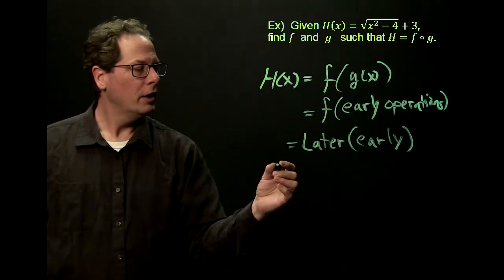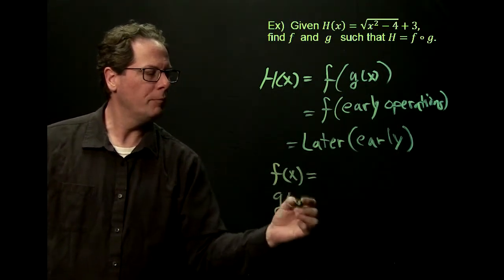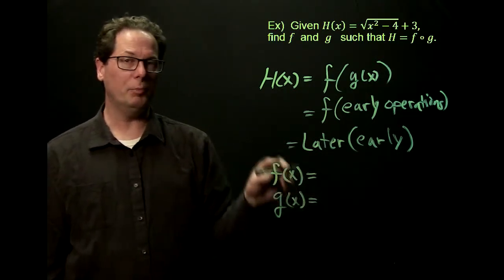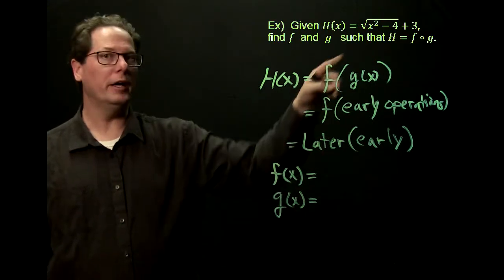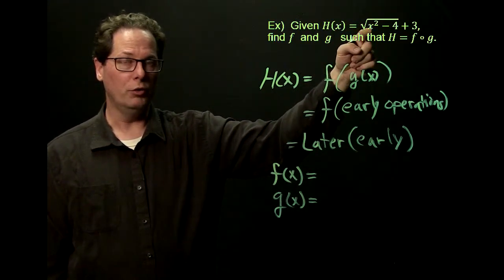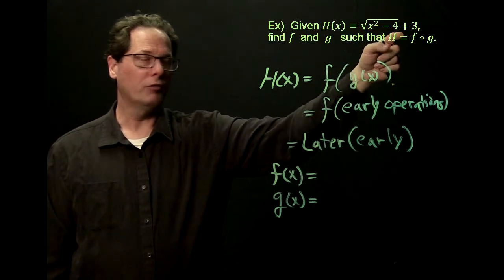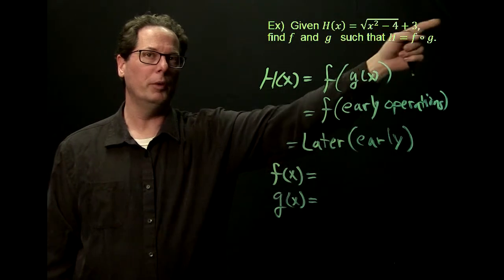So let's go ahead and just see an answer. So here's f and here's g. Now remember, when g gets plugged into f, you want to get h back. So just imagine plugging a number into h here. So if you plugged in a number like 2, you would square 2 and subtract 4 from that. So 2 squared is 4, 4 minus 4 is 0, square root of 0 is 0, plus 3.